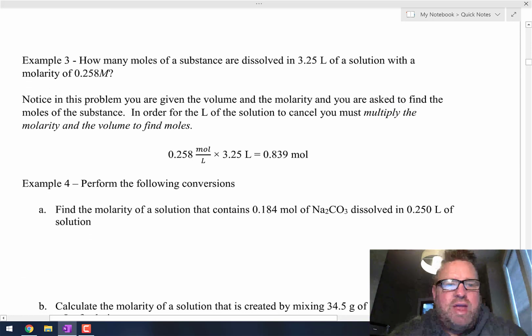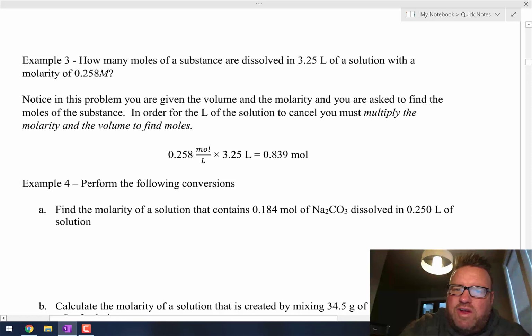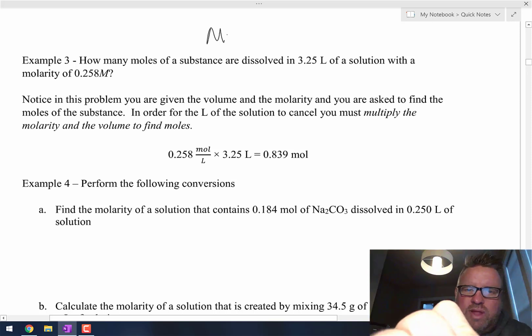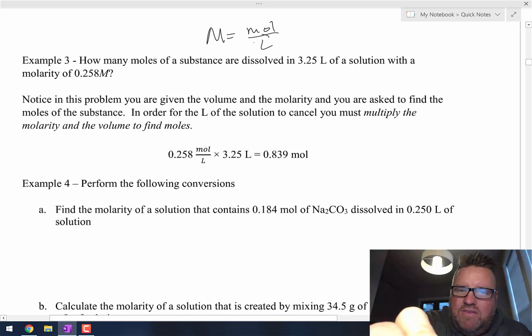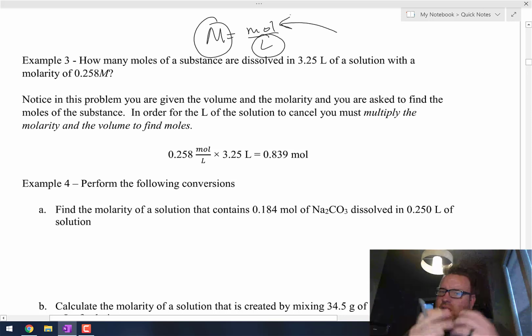So, example 3: how many moles of a substance are dissolved in 3.25 liters of a solution with a molarity of 0.258? This one's a little bit different. So remember, the equation is molarity equals moles over liters. In this problem, they're giving you the liters and they're giving you the molarity, and they're asking you to find the moles. So same situation, but now we're just solving for something different. How do we get moles by itself using algebra? We have to multiply both sides by the liters.